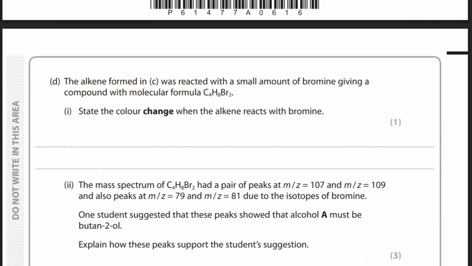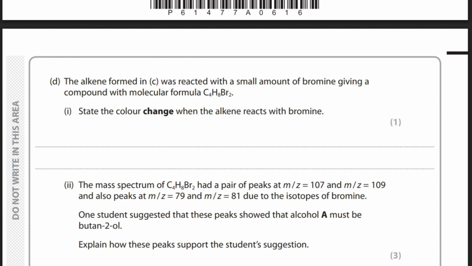The alkene formed in C reacted with a small amount of bromine, giving a compound with the molecular formula C4H8Br2. State the color change when the alkene reacts with bromine. So when the alkene reacts with bromine, an addition reaction takes place. Alkene or butene will be converted into 1,2-dibromobutane.